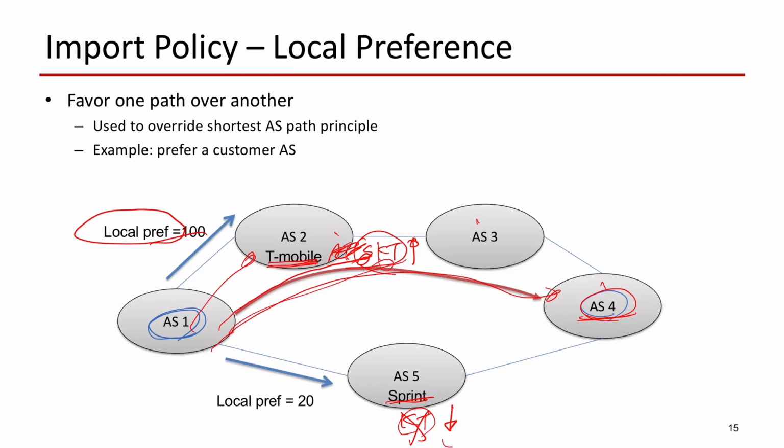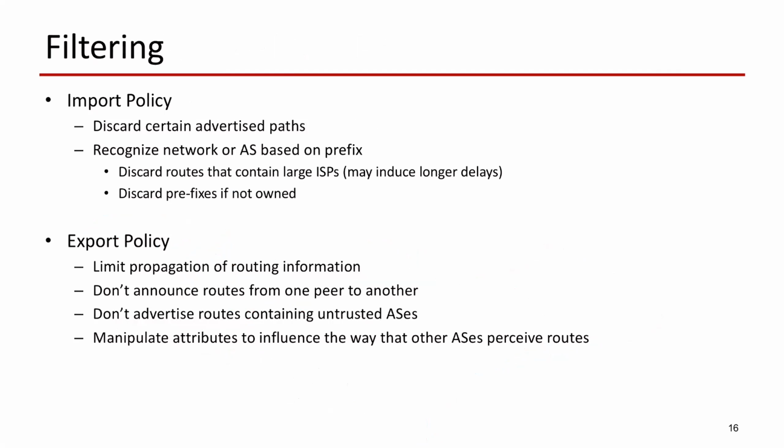So favor one path over another. So it is used to override the shortest AS path principle. Oh, you know what? Your shortest path tells you the AS544 is a better route. Forget about it. I prefer to talk to the T-Mobile first. Okay, something like this has happened, and it is very common in the business. And if I have experience of a breach, meaning my network was attacked through the Sprint route, you know what? I don't want to talk to you because you had some history on it. Okay. Filtering.